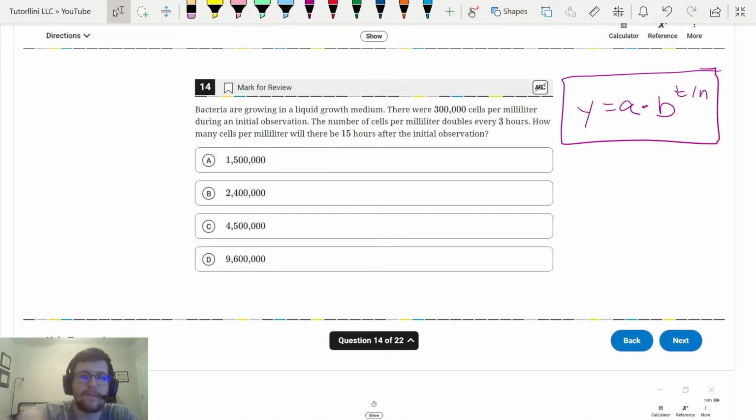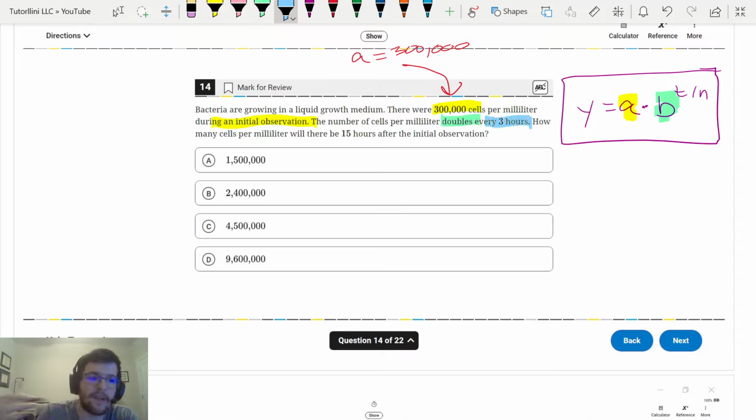So it says initially there were 300,000. So that's the starting amount. Initial means start. So A equals 300,000. And then it says the number of cells double. So that tells you B is 2. And then every 3 hours. So it happens every 3 hours, which tells you the interval N is 3.